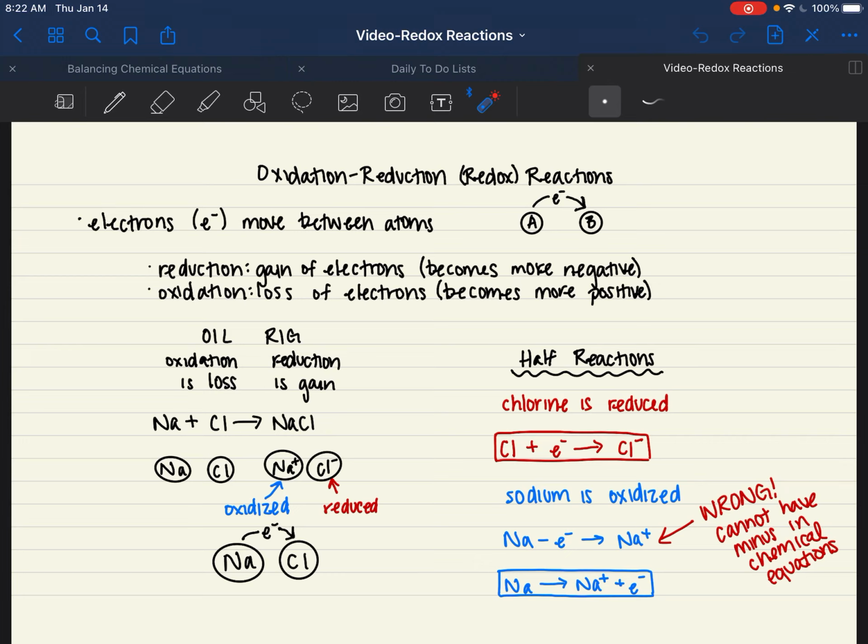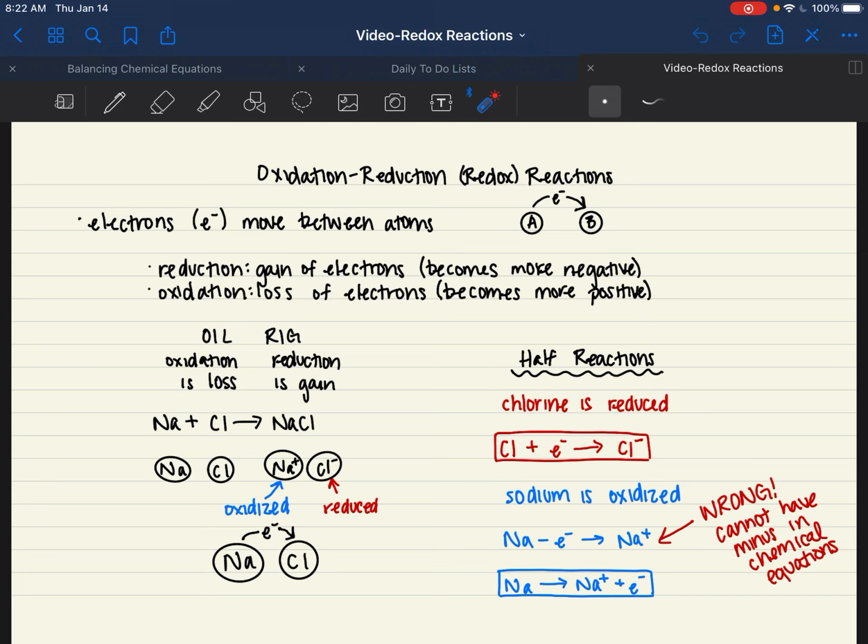One easy way to remember this is this acronym OIL RIG. So for OIL, oxidation is loss, and of course we're talking about a loss of electrons. And then RIG, reduction is gain. So oxidation is a loss of electrons, reduction is a gain of electrons.